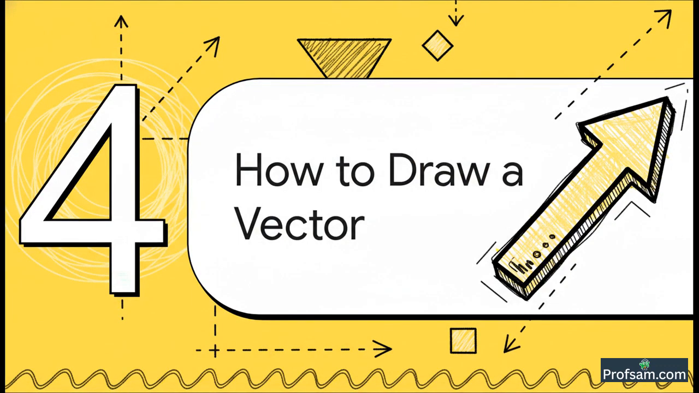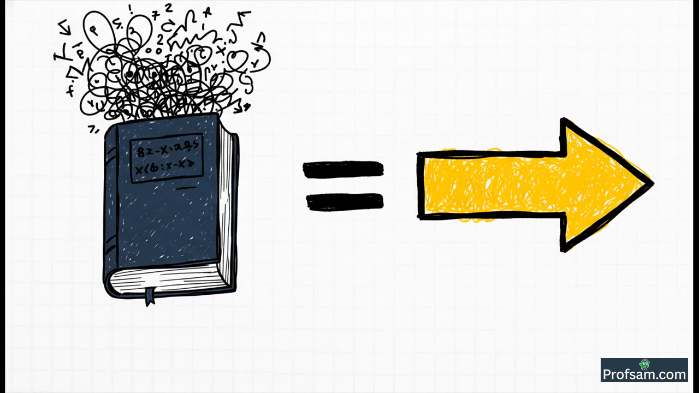Okay, so we get the idea of what a vector is, but what does it actually look like? How do we draw it on paper? You know, seeing it visually just makes the whole thing click. Let's take a look. Now, in your textbook, you're going to see this phrase, directed line segment. Sounds a little complicated, right? Don't worry about it.